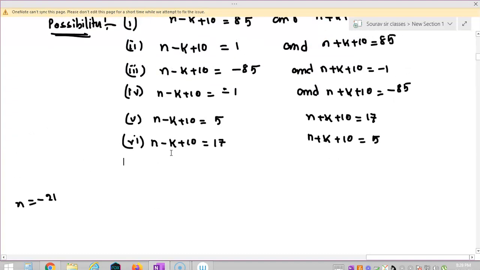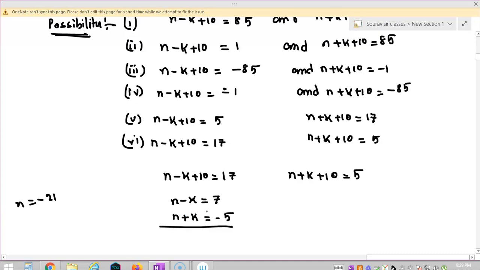Now I need to solve the equation 6. Equation 6 says that n minus k plus 10 is equal to 17 and n plus k plus 10 is equal to 5, right? So now I have to solve these two equations. So n minus k is equal to 7, right? And n plus k is equal to minus 5. So adding these two, I get 2n is equal to 2 and the value of n is equal to 1. So we got another value of n is equal to 1, right?